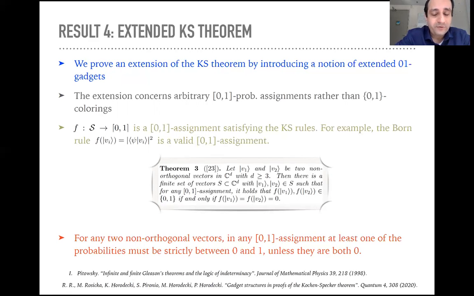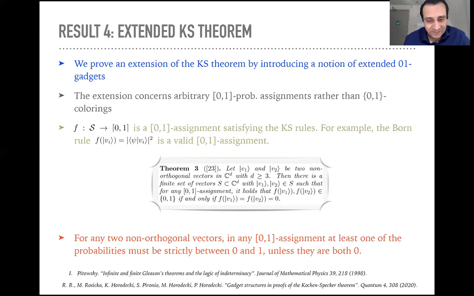So what is the extension that we are interested in? Remember that in the Kochen-Specker theorem, we are assigning values 0 and 1 to the set of vectors in our finite set. So in general, you can consider arbitrary assignments in the interval from 0 to 1 to the vertices of the graph or to the vectors in the set that obey the Kochen-Specker rule. Now, obviously, the Born rule itself is a valid probability assignment to the vectors.